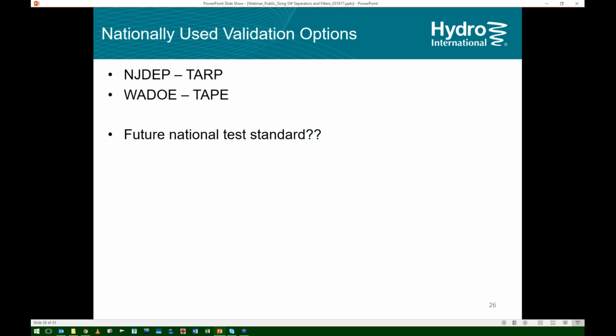Currently we have two: the New Jersey DEP, which is a TARP standard, technology, I'll go into whatever that is, and the Washington DOE, TAPE standard.